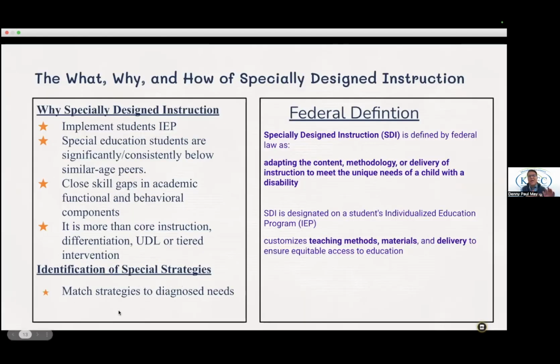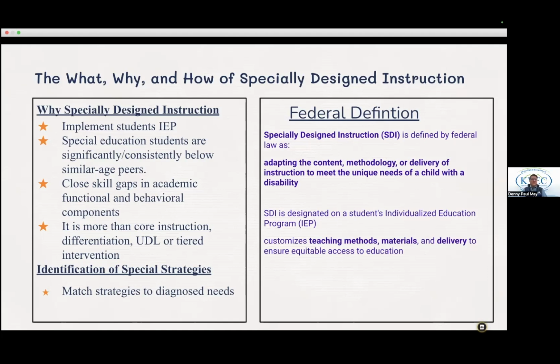The what, the why, and the how of specially designed instruction. Again, we've got the federal definition repeated over here and broken down for you, so it's a little easier to read and think about. Adapting content, delivery, and methods. It just keeps coming back. But why are we doing this? What is it that makes us think about our need to do this?